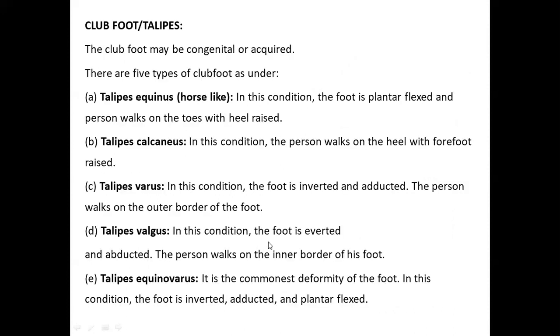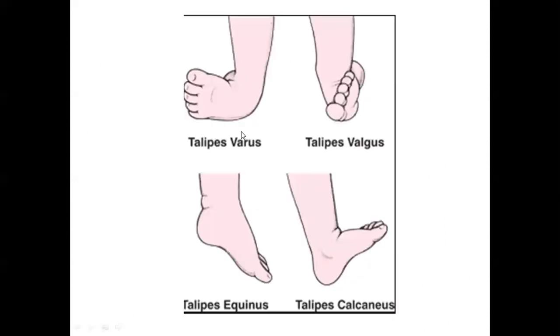Then a very important condition is known as clubfoot or talipes. You will get a full chapter on clubfoot in orthopedics. The clubfoot can be congenital or acquired, and we have 5 types of clubfoot. What are these? We have talipes equinus. याद रखो जिस पार्ट पे वो चलता है उसके हिसाब से उसका नाम है. Talipes equinus, horse-like. In this condition, the foot is plantar flexed and person walks on toes with the heel raised. ठीक, so ये toes पे चलता है, heel is raised. This is known as talipes equinus.